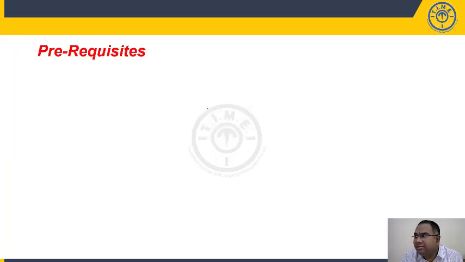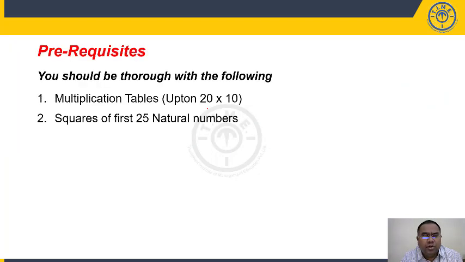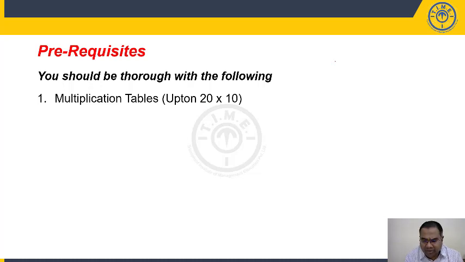So before that, prerequisite students, all of you know that you should be ready with multiplication tables up to 20, 20 into 10. Desirable is 20 into 20. If you can study 20 into 20, nothing like that, you are most welcome.